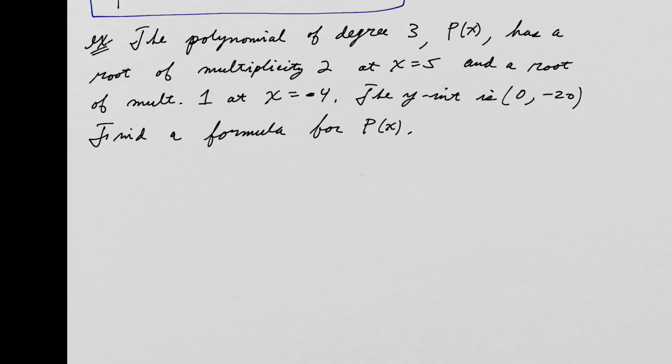Okay, in our problem here, we're told the polynomial has degree 3. It has a root of multiplicity 2 at x equals 5 and a root of multiplicity 1 at x equals negative 4.